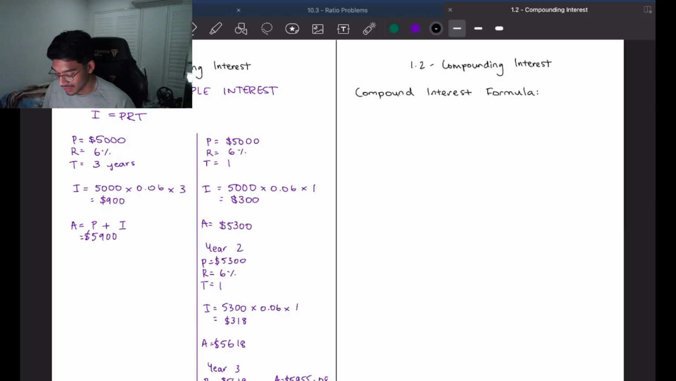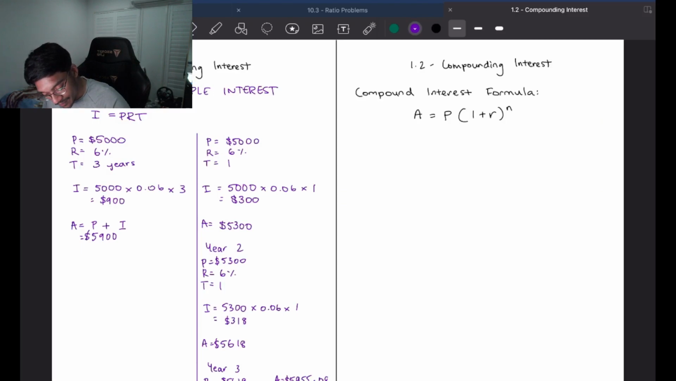So the compound interest formula is as follows. It goes A is equal to P bracket 1 plus R bracket to the power of N. Let's define everything, where A is equal to the amount at the end of the process period.